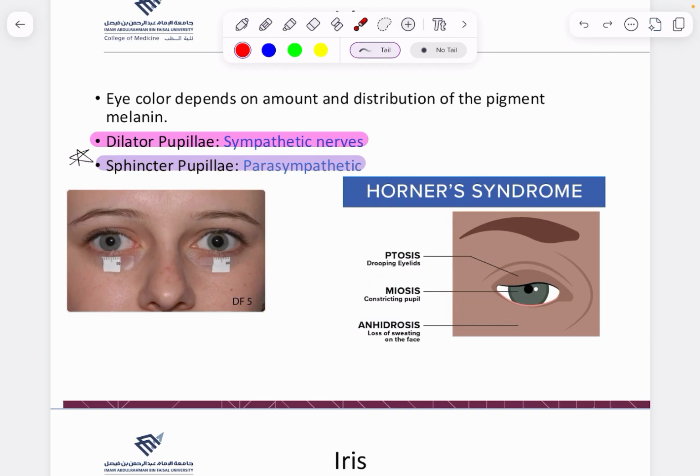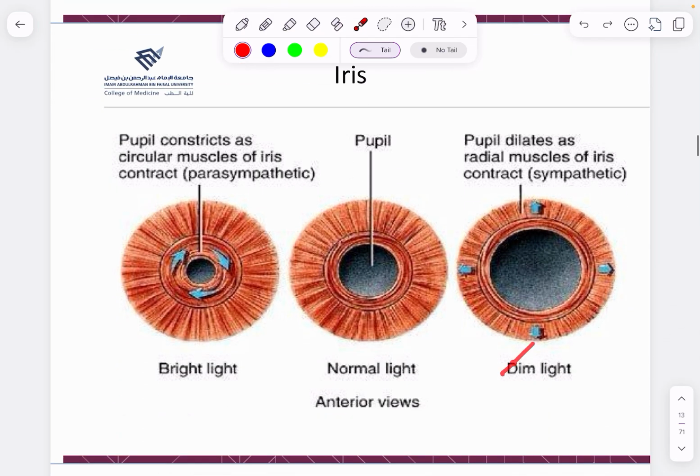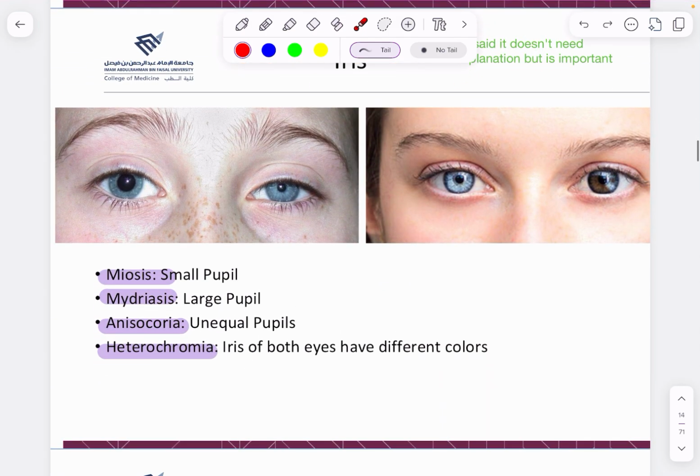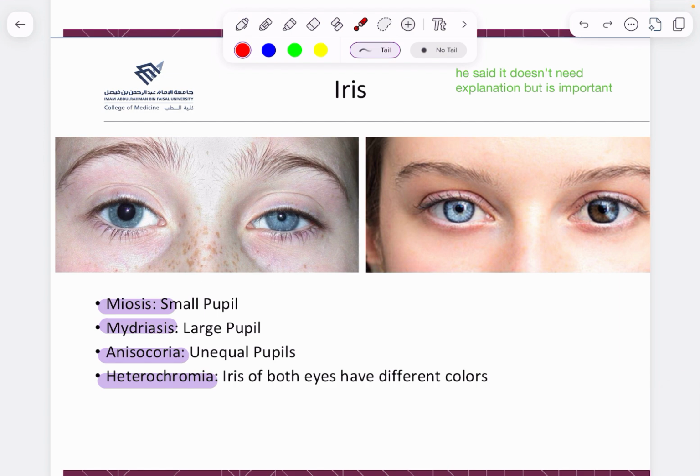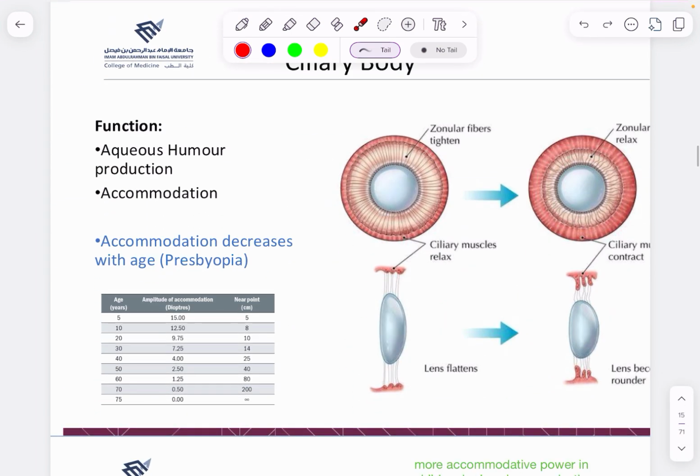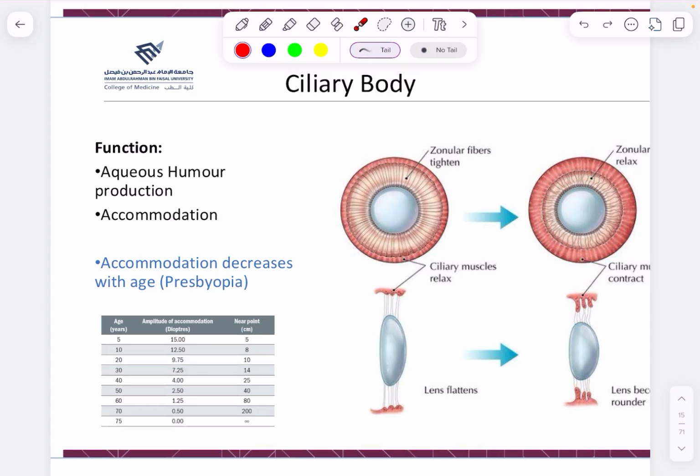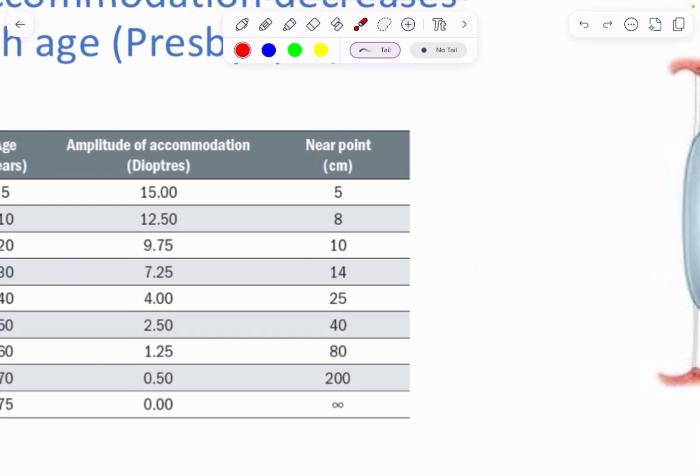Also ptosis, we said, is because Muller's muscle is not going to work. And we have anhidrosis because sweat glands are modified sympathetic glands. Okay, this is repetition. These are terms the doctor said to read, they are important but they don't need any explanation. Okay, the ciliary body, what he mentioned was that accommodation decreases with age. Well, this is like a chart that they use.